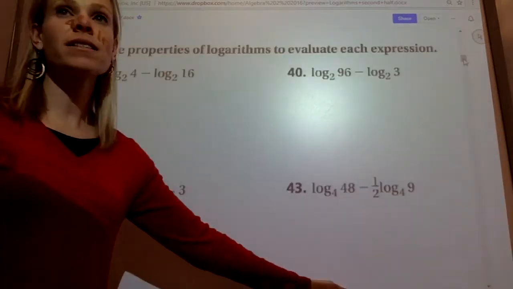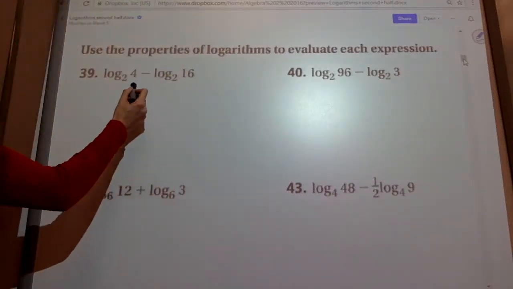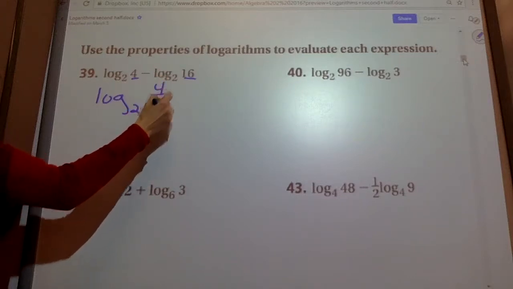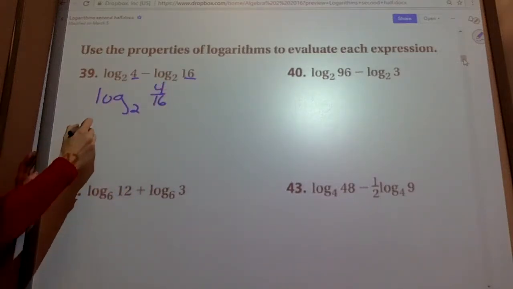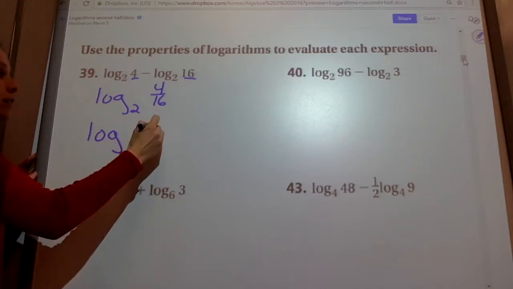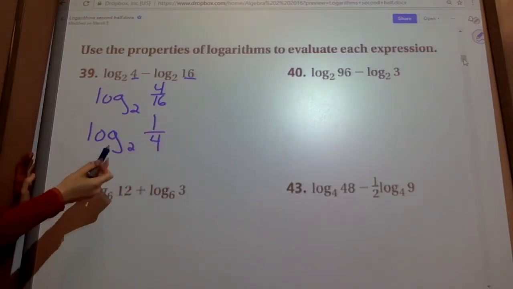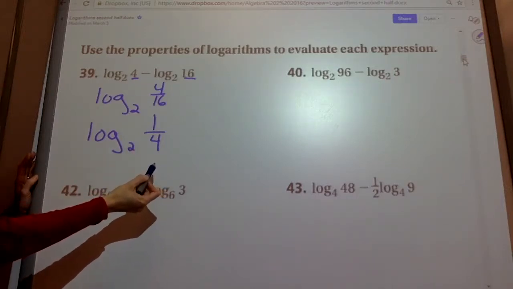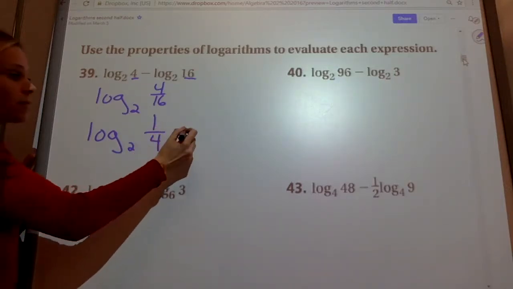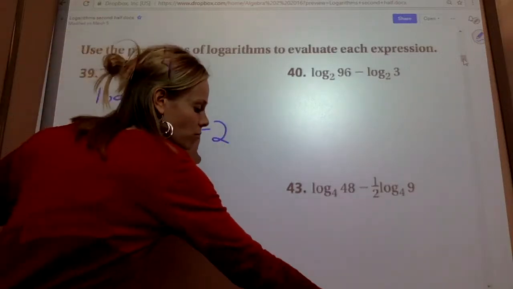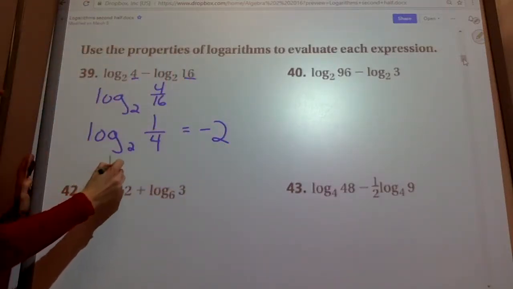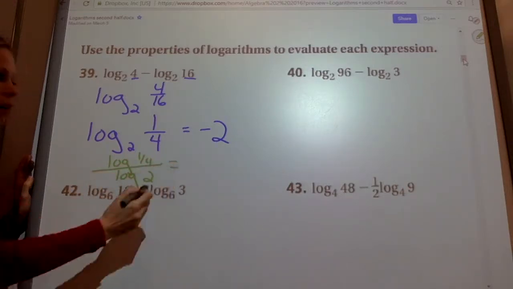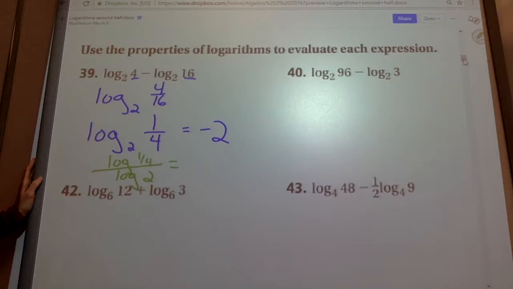So when I'm subtracting logs, what am I going to do? Divide. So log base 2 of 4 over 16. What is 4/16 reduced down to? 1 over 4. Now, if you don't know 2 to the negative 2 equals 1/4, right? If you don't know that mental math, this is where that change of base formula will help you. You can do log 1/4 divided by log 2 on your calculator, and it should tell you negative 2.